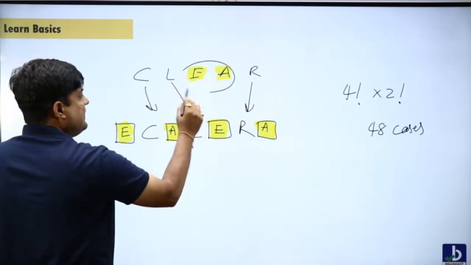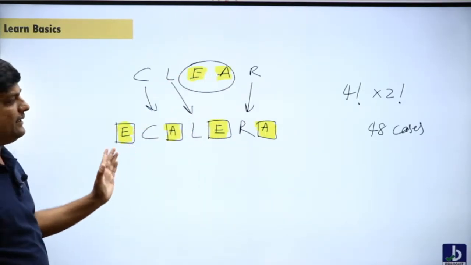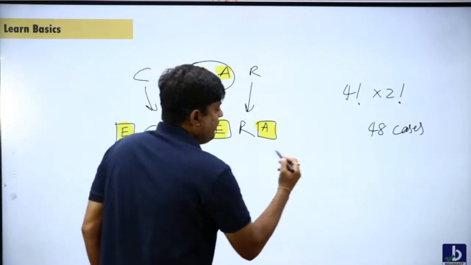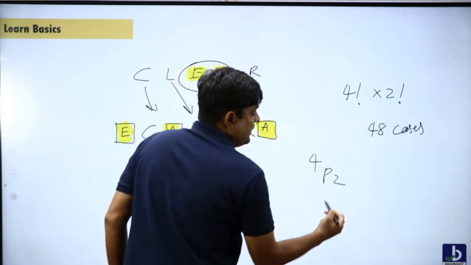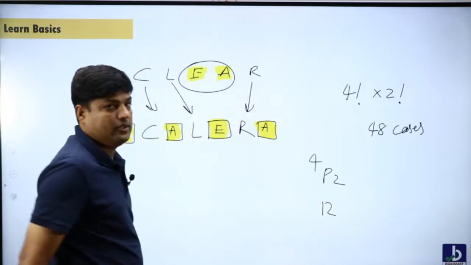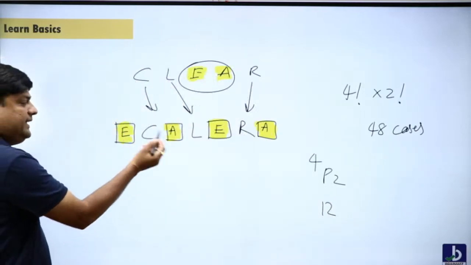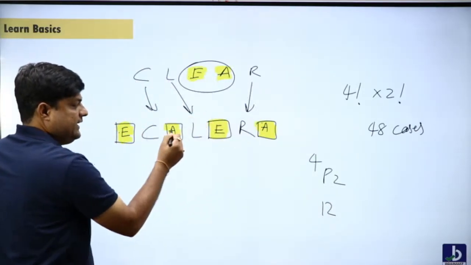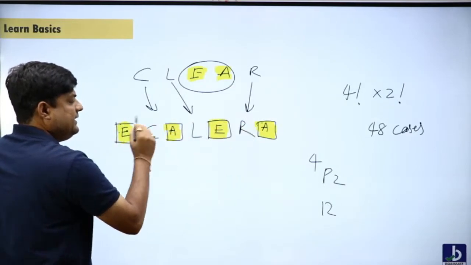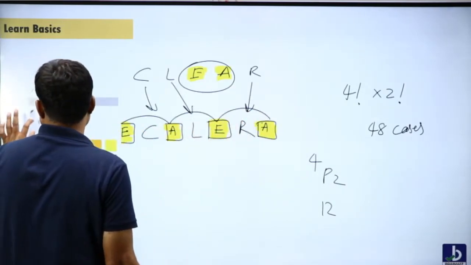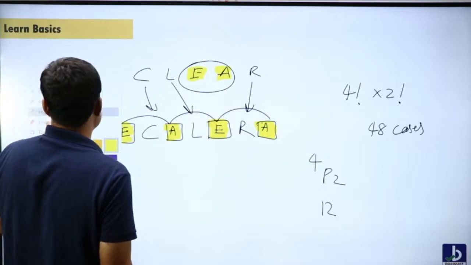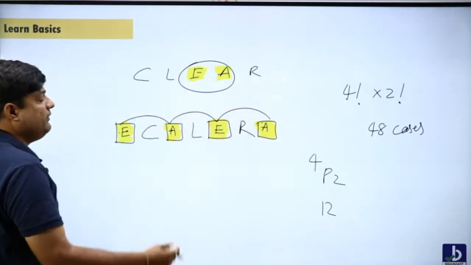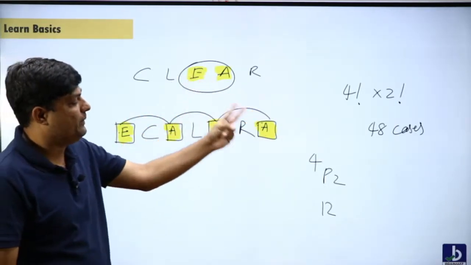So how many people are there? 2. So how many places are here? 4 gaps. 4P2, that is 12 ways. What are these 12 ways? AE, EA, AE, EA, EA, AE. These are the places for the vowels. Are you understanding everybody? So how many ways can they sit? 4 gaps are there, 2 people are there, 4P2.